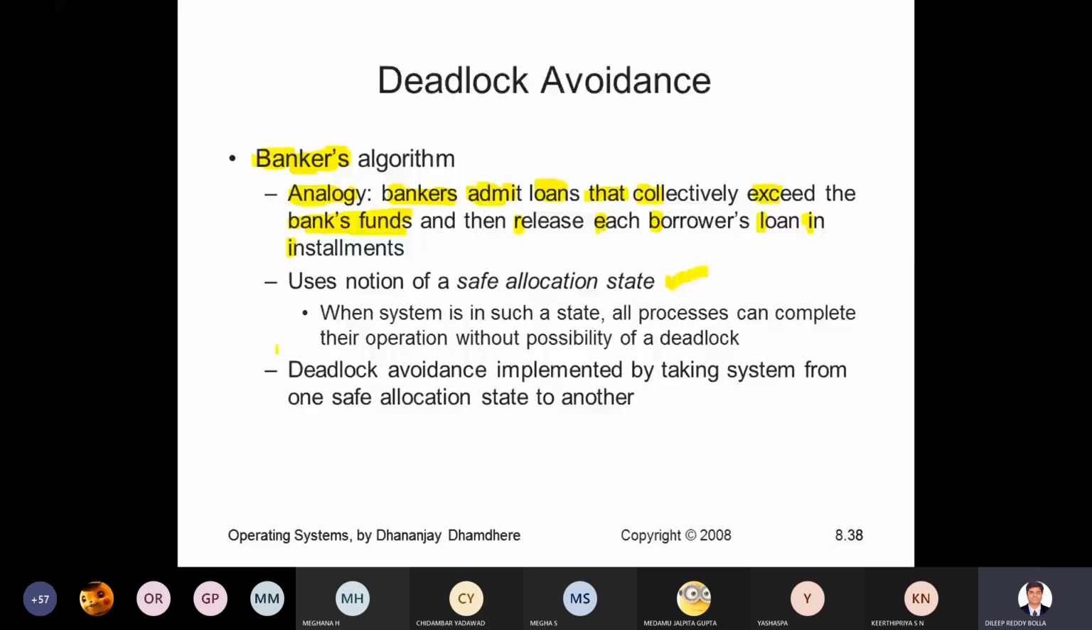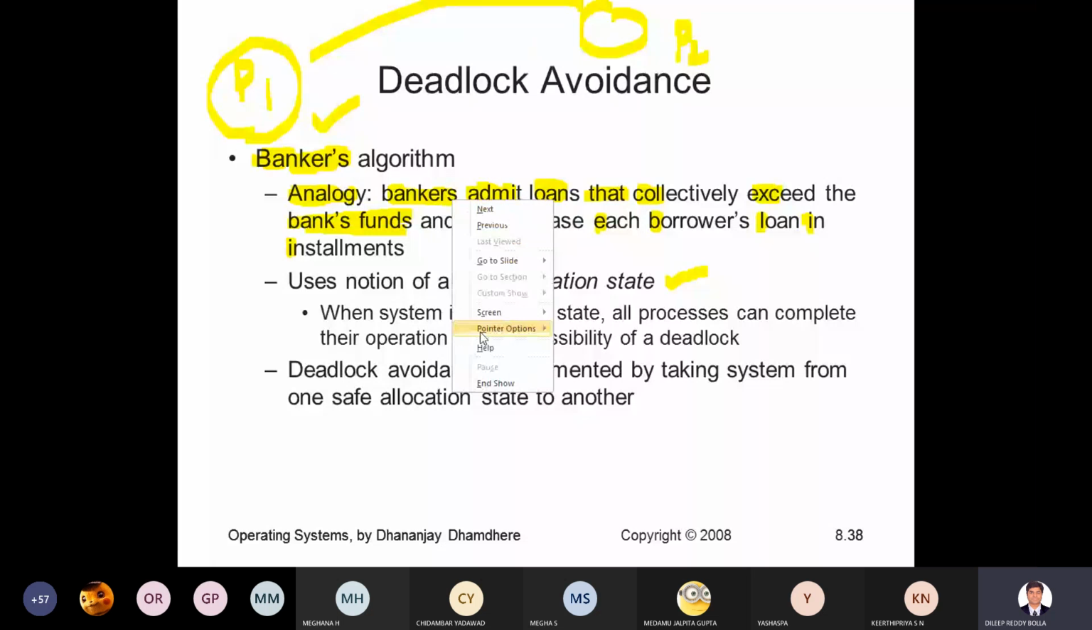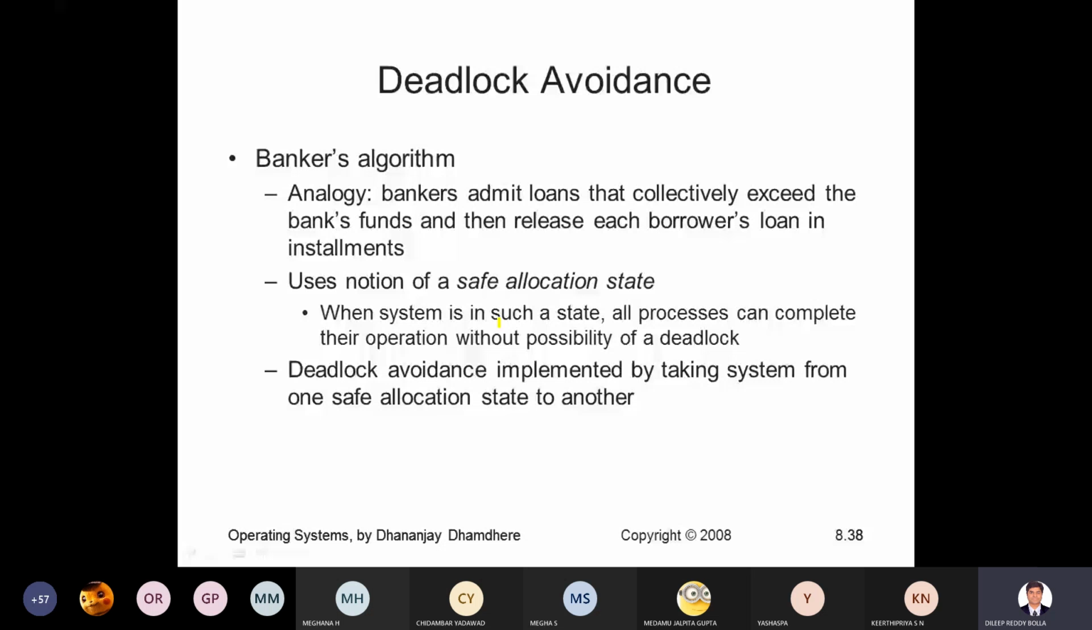And once one process is completed, the other process may take over, right? In this way, deadlock avoidance can be managed by using the Banker's algorithm. This deadlock avoidance can be implemented by taking the system from one safe allocation state to another safe allocation state. Our task now is to complete process P1. Let us complete this process first. The priority now is only P1. After this, we'll take over process P2. So step by step, we are going to avoid the deadlock. Deadlock is avoided for process P1, and next, we make sure that deadlock is avoided for process P2 also.